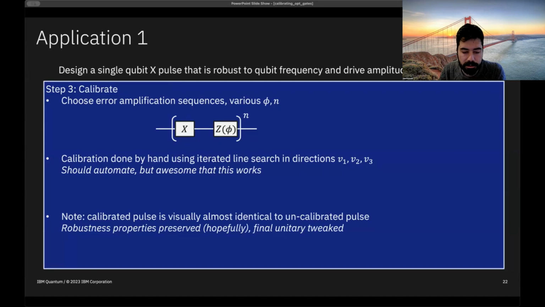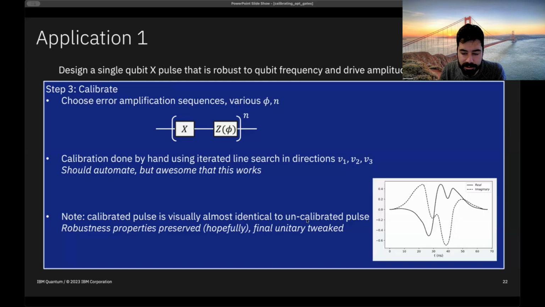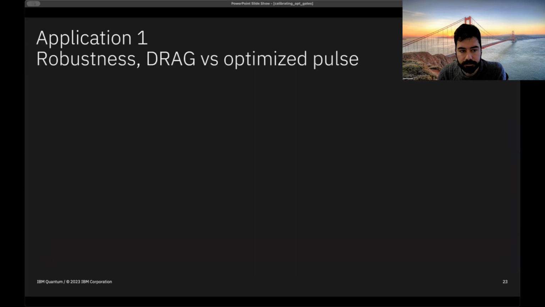And one thing to note is that the calibrated pulse is essentially identical to the uncalibrated one. So I'm just showing it again here, but there's no point in showing the difference because they look exactly the same. And this is good because that means robustness properties are preserved, hopefully, but it seems like they are. It validates our assumption that our model is pretty good and we're just tweaking the final unitary, at least experimentally.